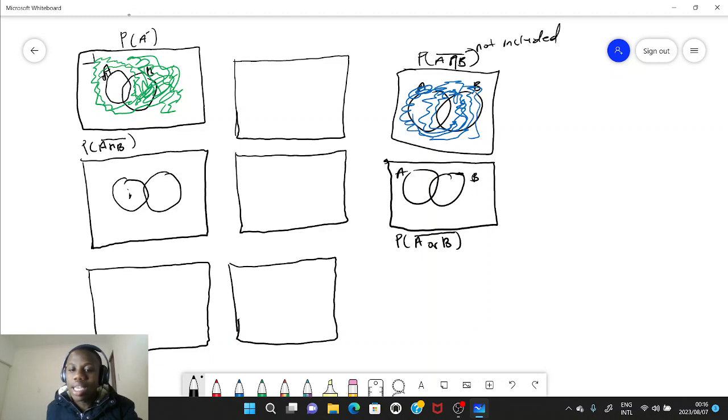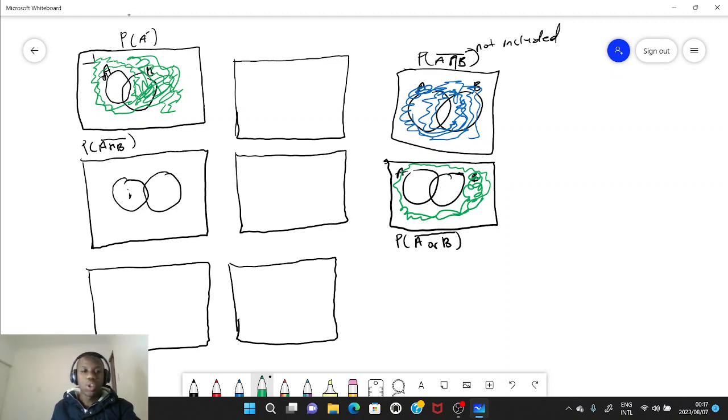We don't want A and B. So in this case, we will consider everything which is not within the circles. We are looking for everything which is not within the circles, so we will consider everything which is not within the circle.